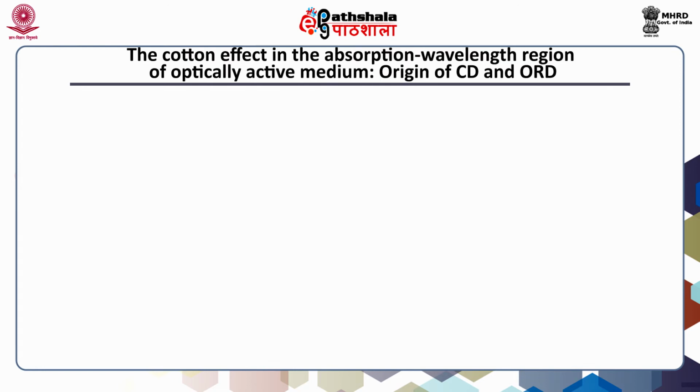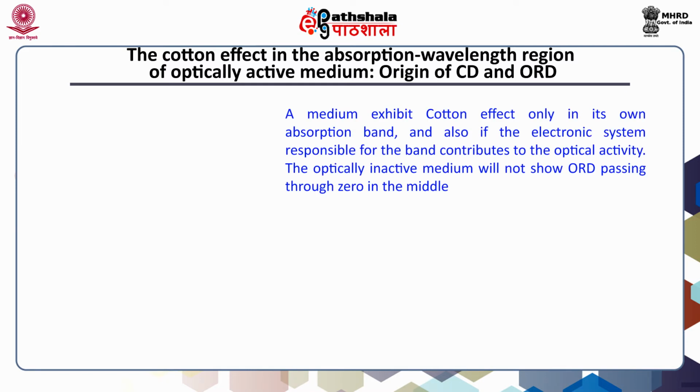The Cotton effect in the absorption wavelength region of an optically active medium. Cotton, while observing the optical properties of potassium chromium tartrate in solution in its absorption band, observed that for an optically active medium, the extinction coefficients of the LCPL and RCPL components of light were different. So that was the first observation, or recording, of circular dichroism.